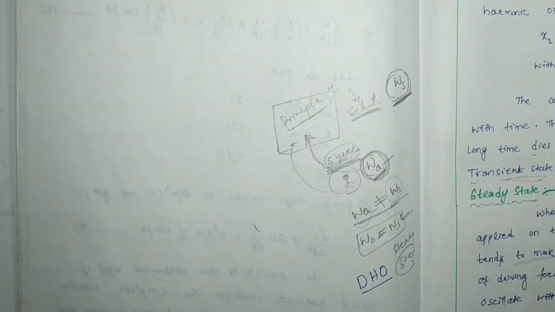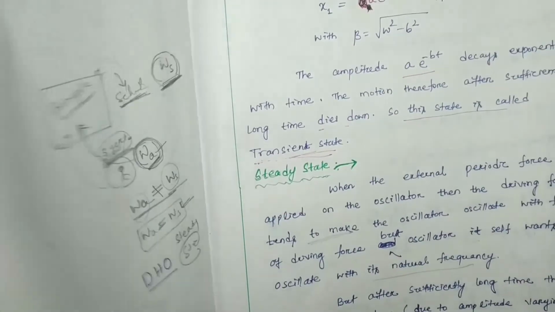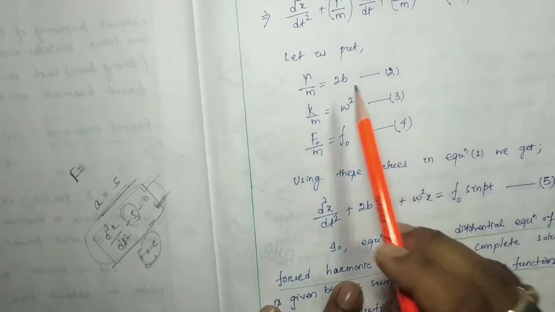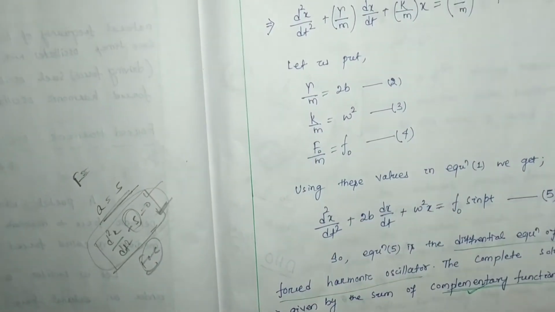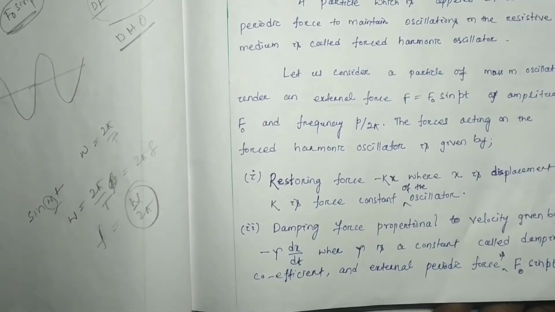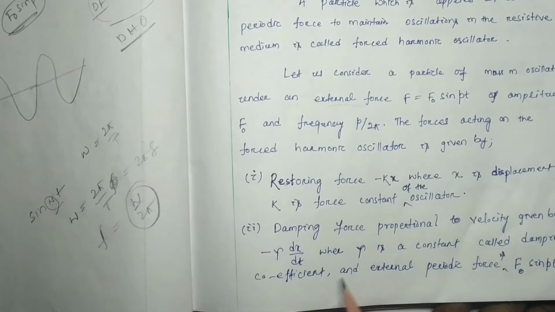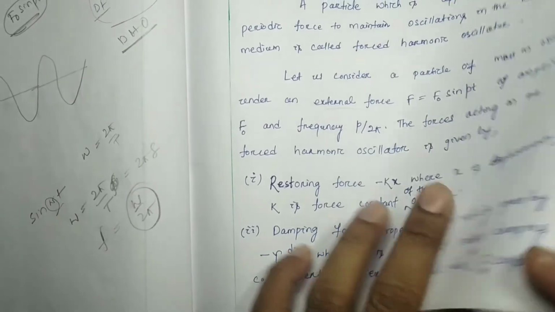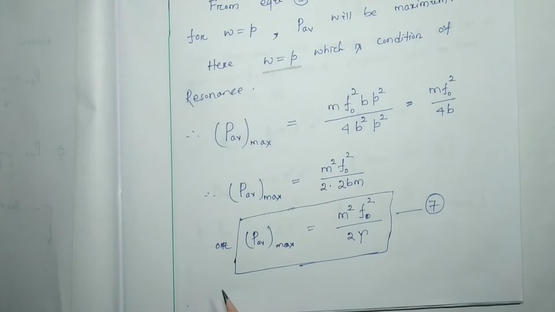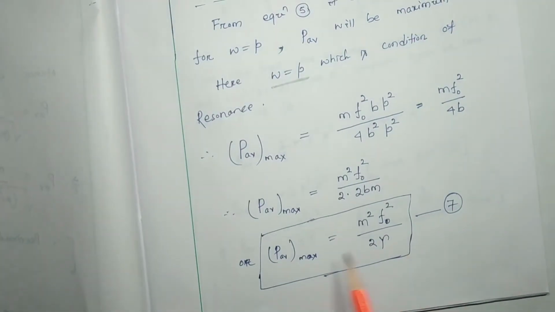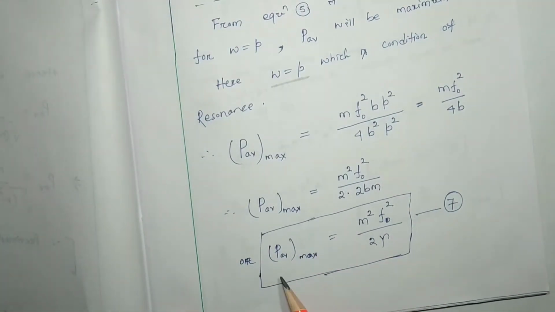You just go through the initial derivation, you can find 2bm is nothing but gamma. Gamma is called the damping coefficient. Gamma is a constant called the damping coefficient. So this is the maximum power dissipation at resonance condition.